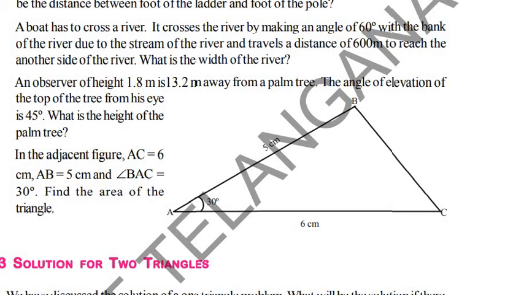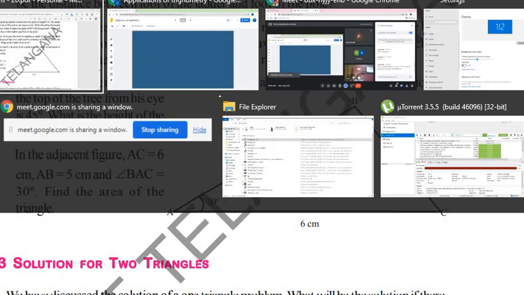An observer means a human being can be there. Height 1.8 meter. Let it be. You are the observer. Height 1.8 meter. He is 13.2 meter away from the palm tree. What tree? Some tree is there. You are standing 13.2 meter away from a palm tree.